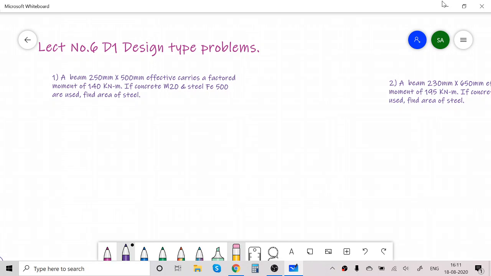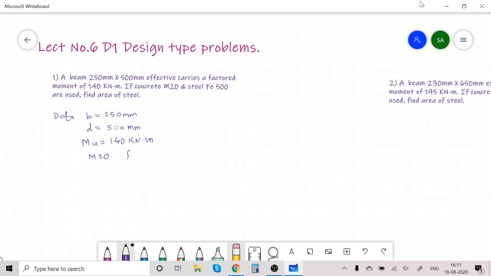So data: B equal to 250 mm. As the effective depth is given, we will write small d equal to 500 mm. It carries a factored moment of 140 kilonewton meter.